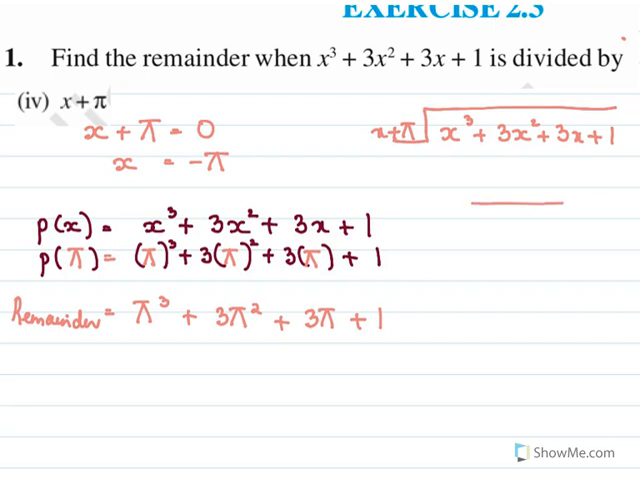So here if we were to divide, our remainder would come as pi cube plus 3 pi square plus 3 pi plus 1.